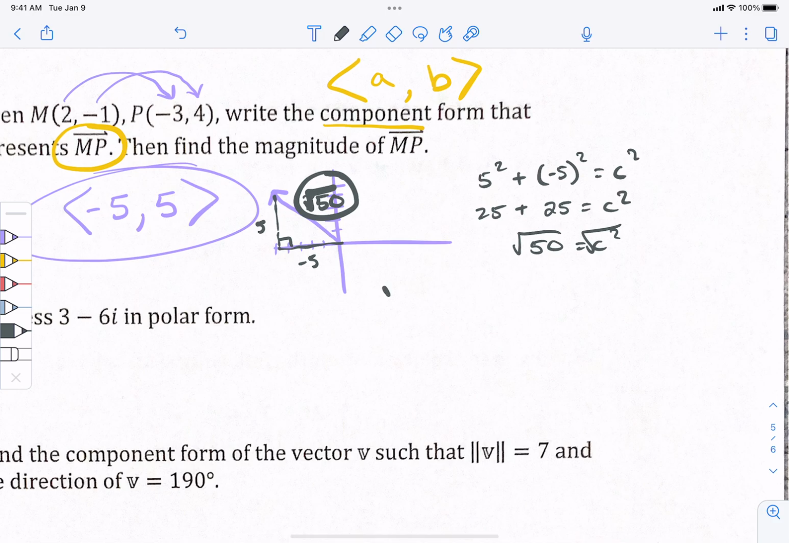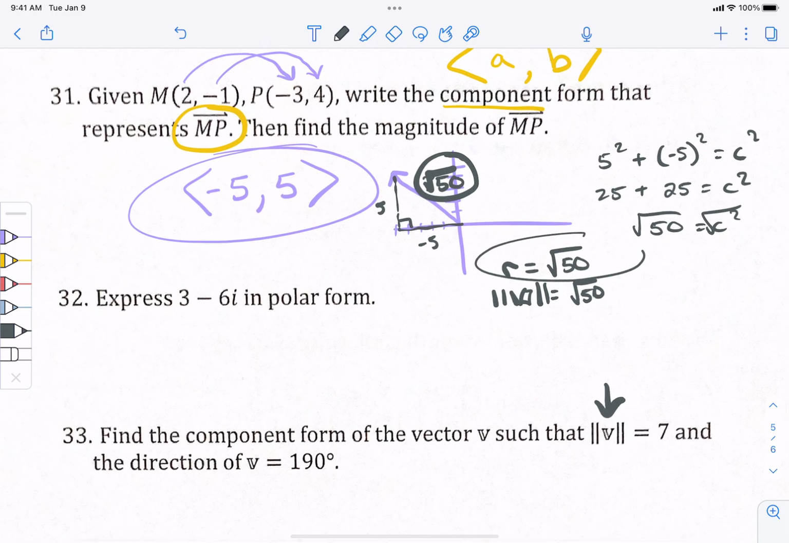Sometimes we use r for magnitude, like in polar form, we do r is the square root of 50. Otherwise, they'll write magnitude that looks like this. So like the magnitude of that vector, we'll call it v or whatever, is the square root of 50, however you want to write it, but the magnitude is just that Pythagorean theorem stuff. You can call it r, all right?